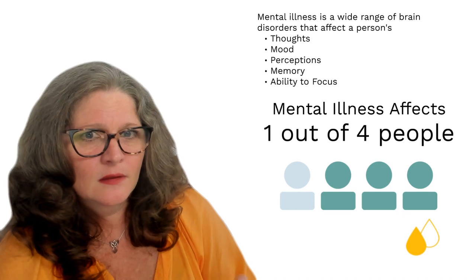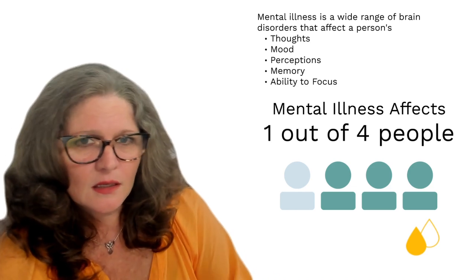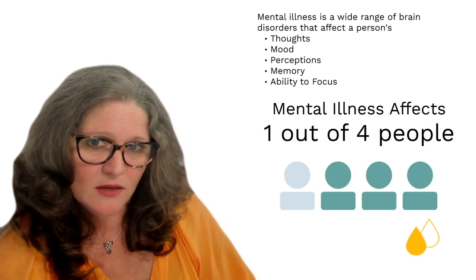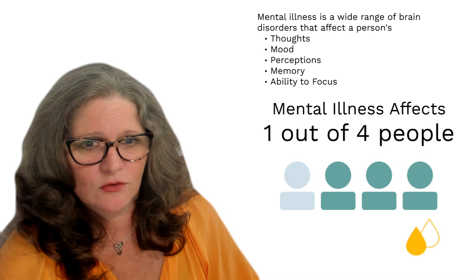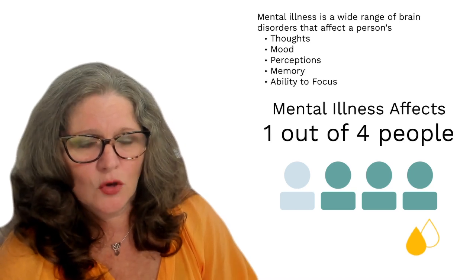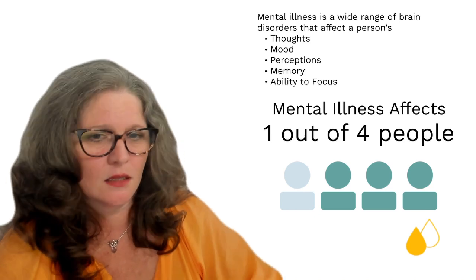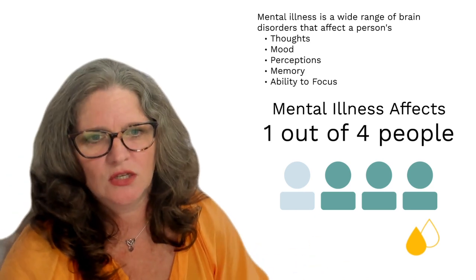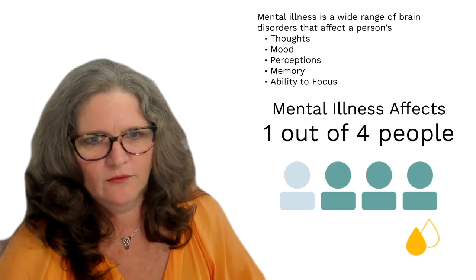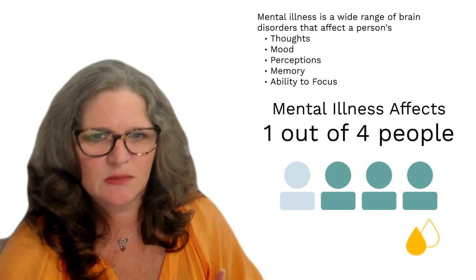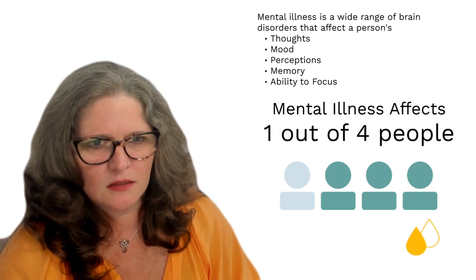Remember, mental illness can come and go. It's also on a spectrum, and there are shades of gray in all of it. So saying 1 in 4 people doesn't mean that there's a crisis situation with 1 in 4 people. It means that 1 in 4 people experience mental illness.